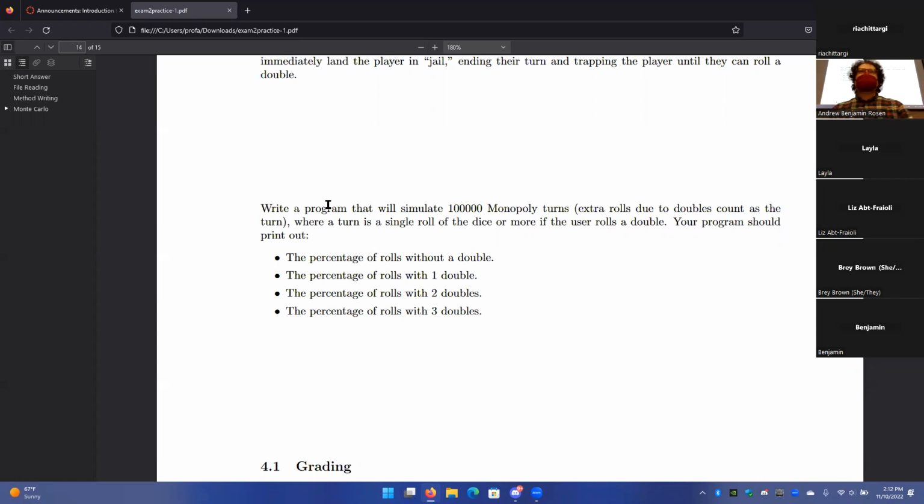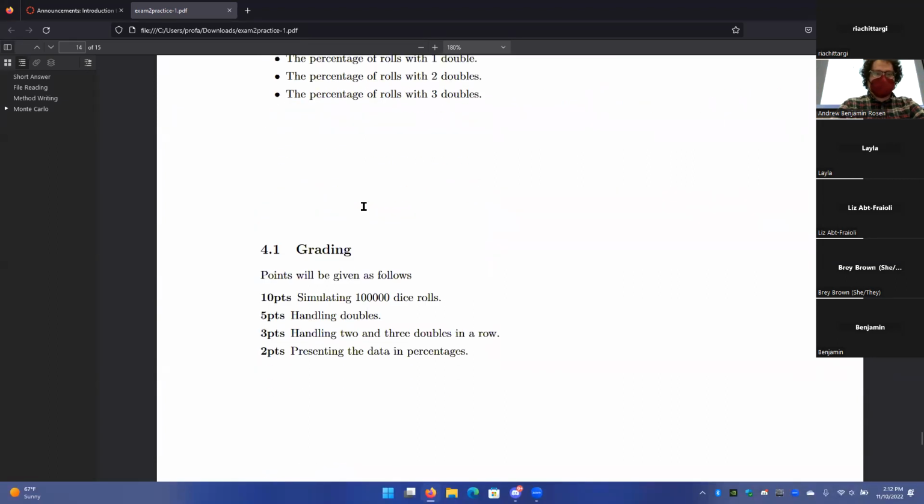Now, as I've mentioned with almost all the Monte Carlo approximation problems we've done, this is something that we can solve with statistics, but that's hard. We don't want to do that. It's sometimes a lot easier to just simply simulate it.